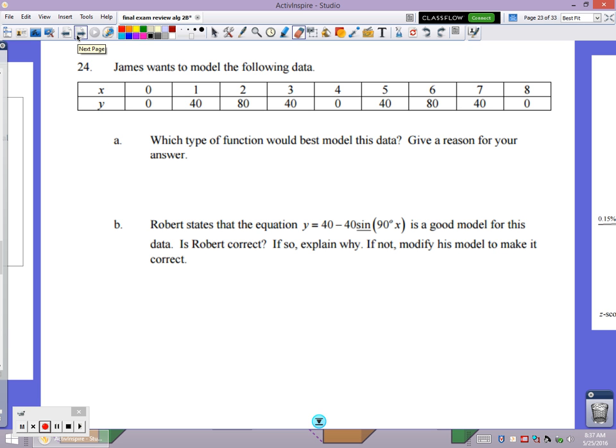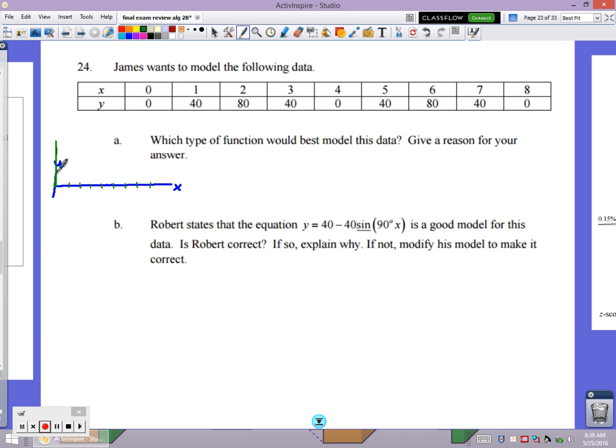All right, James wants to model the following data. So we have some data. Which type of function would best model this data? And give a reason for your answer. So I myself am very visual. So if I have this data, I'd like to draw a picture of it. So I'm going to draw an axis here. We have our x-axis, our y-axis. And when I'm at 0, I'm at 0. Okay. When I'm at 1, so it looks like my x's go 0, 1, 2, 3, 4, 5, 6, 7, 8. And we go 0, 40, 80, 40, 0.